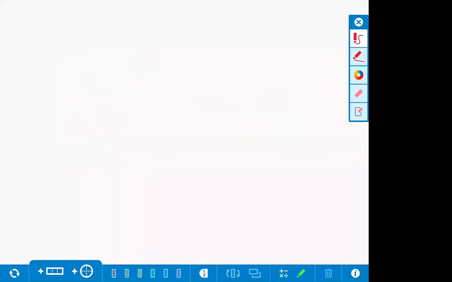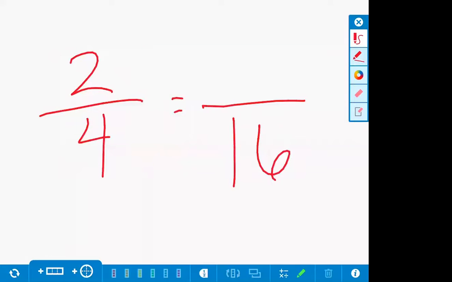Let's try 2/4 is equal to how many 16ths? So remember, you got to find the combination. 4 times what number equals 16? What's going to go in that blank? 4. Excellent. 4 times 4 equals 16.